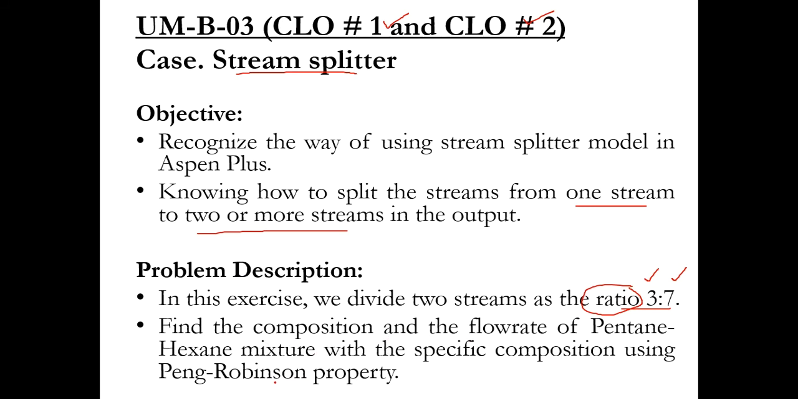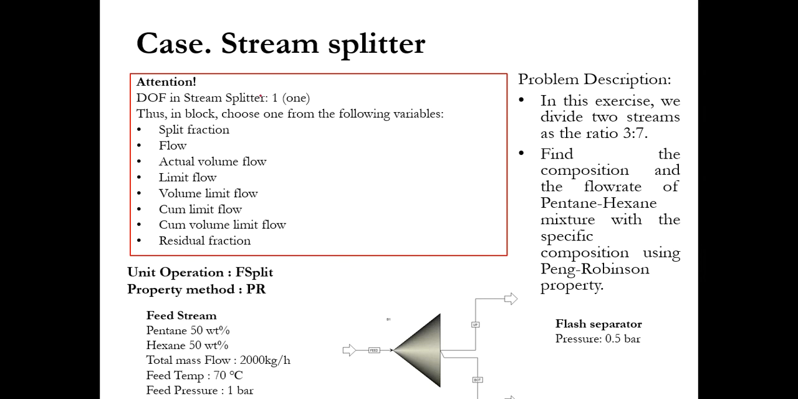It means we have been given a pentane-hexane binary mixture and we have to use Peng-Robinson. It's a hydrocarbon system, so obviously we will be using an equation of state model, which is Peng-Robinson. And its degree of freedom in the stream splitter is 1 because we have to define either split fraction, flow, actual volume flow, limit flow, volume limit flow, and residual fraction, and so on. In this case, we will define the split fraction, which is 3 to 7.